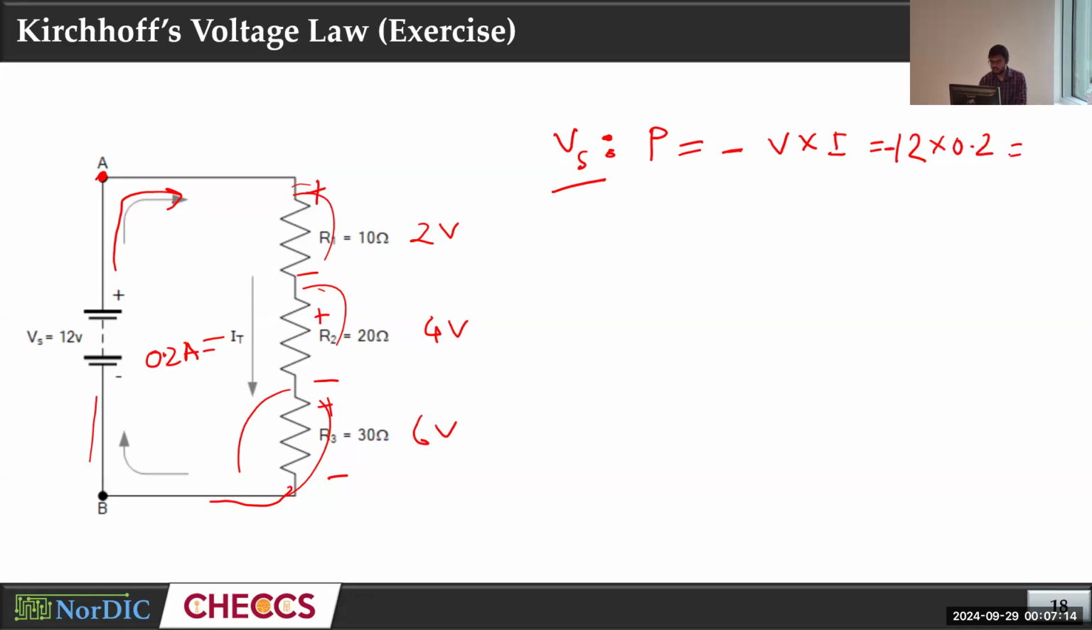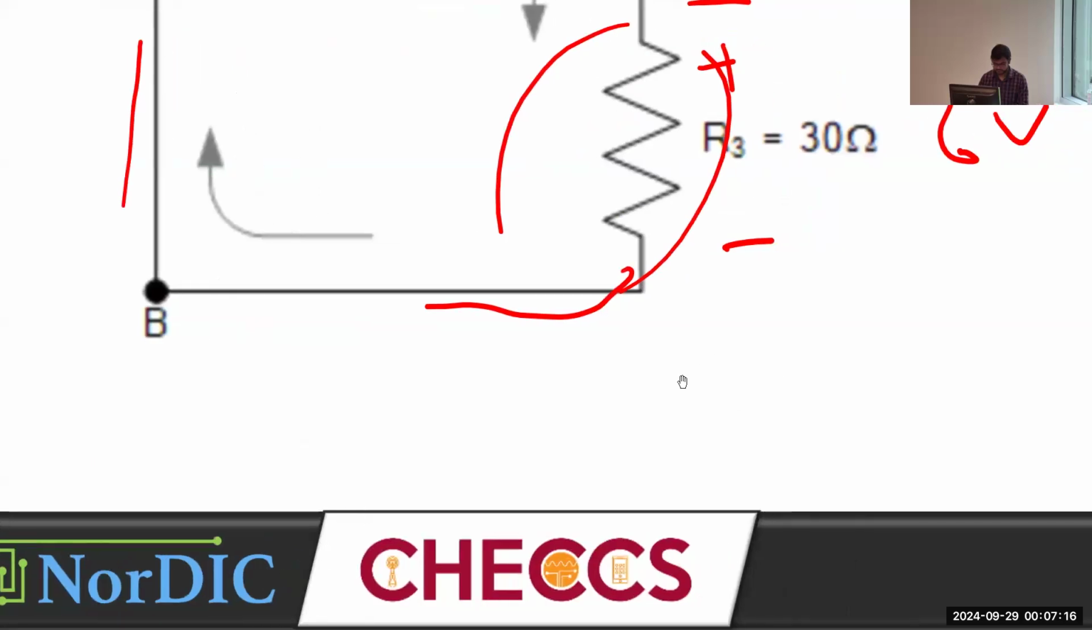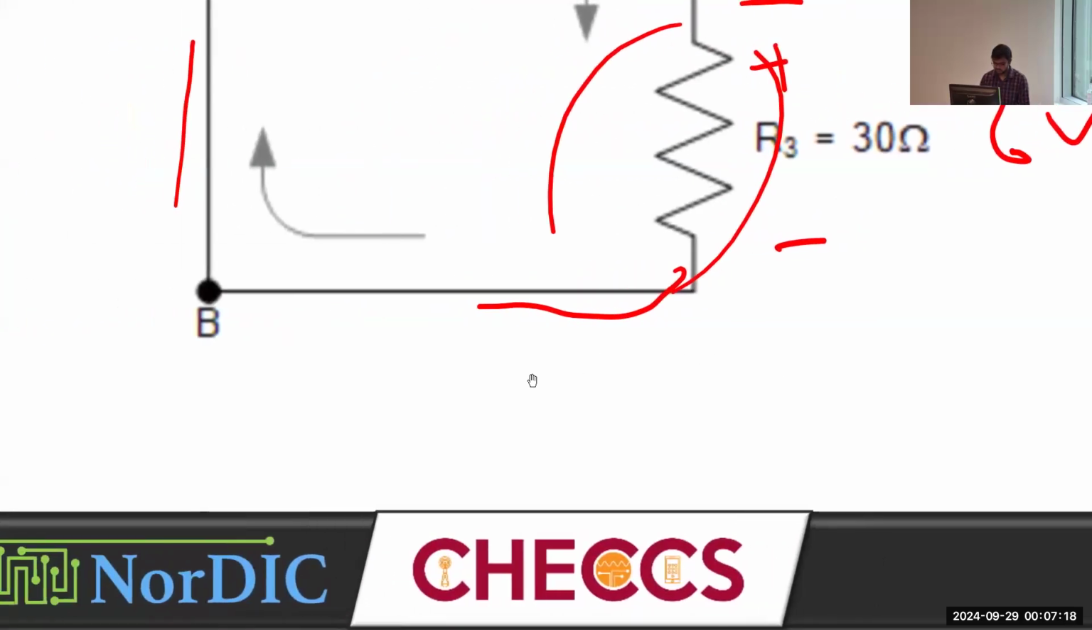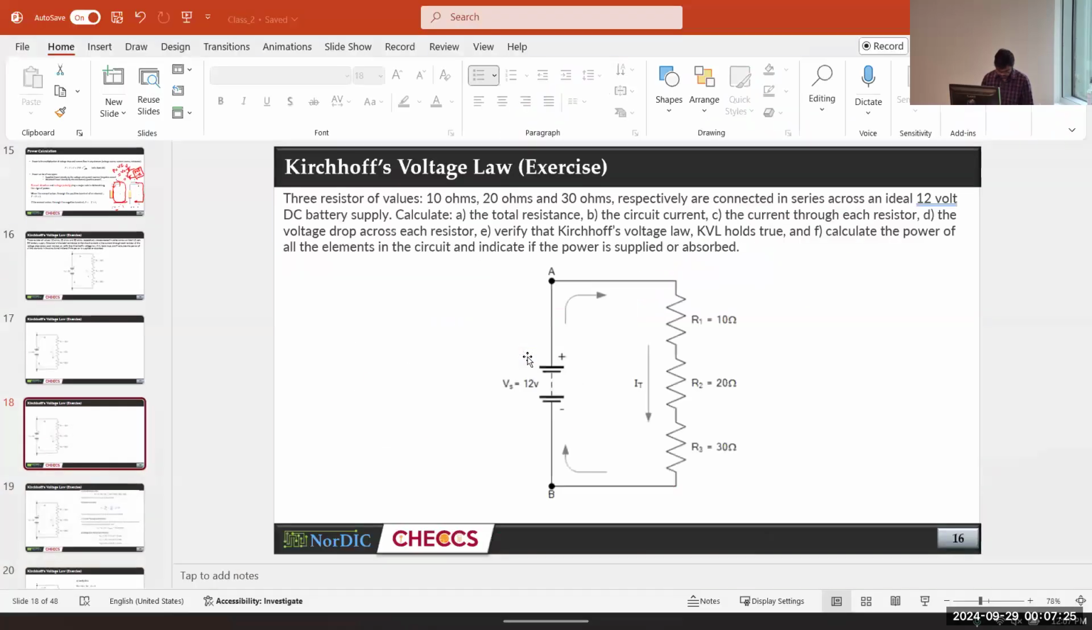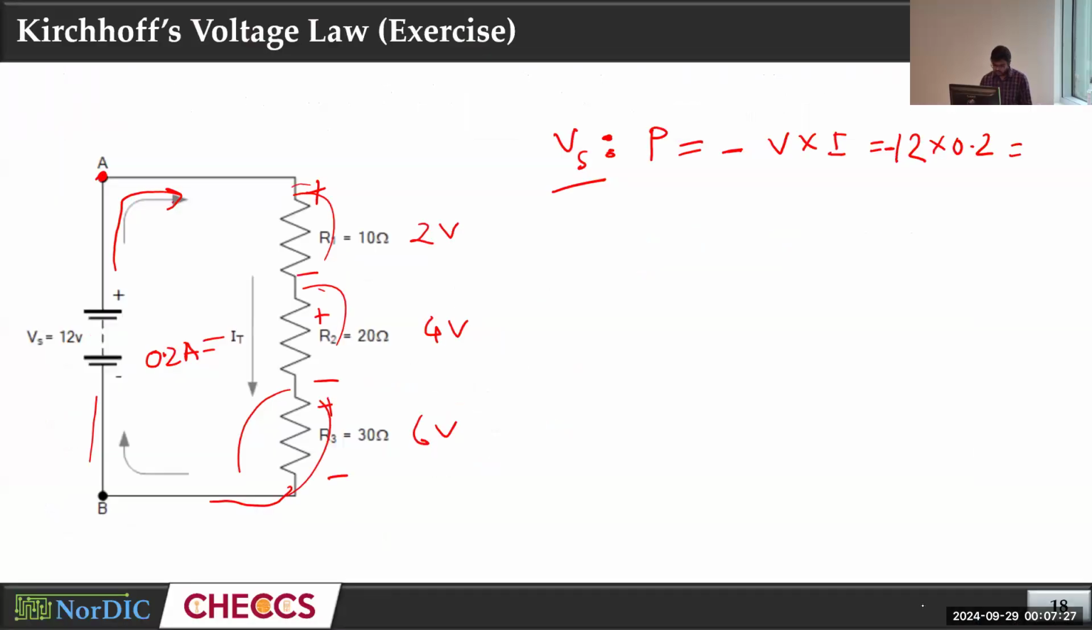So you can calculate the power. Use the watt as a unit. That should be negative 2.4 watt.